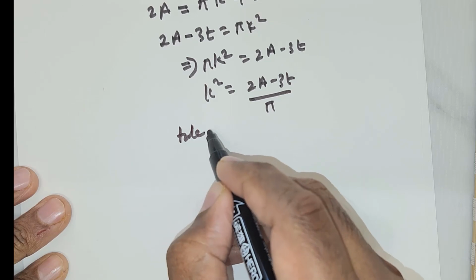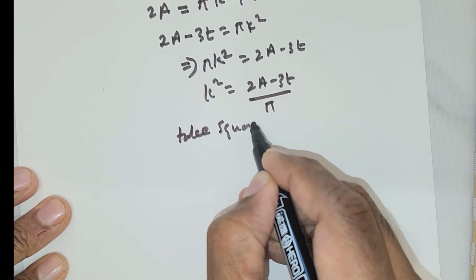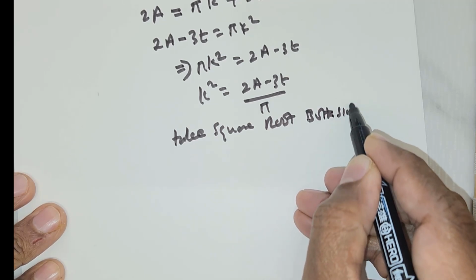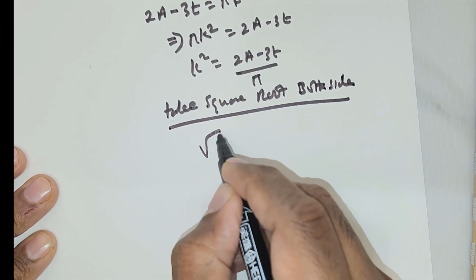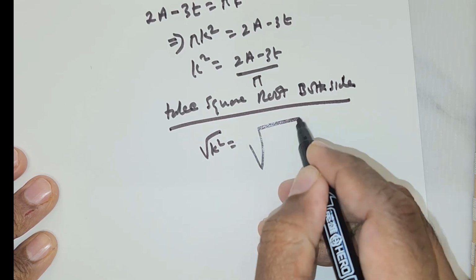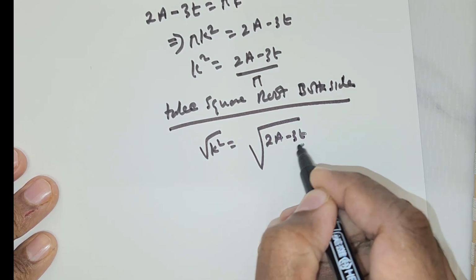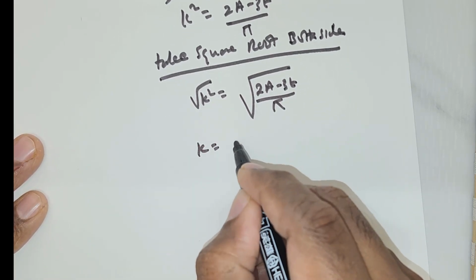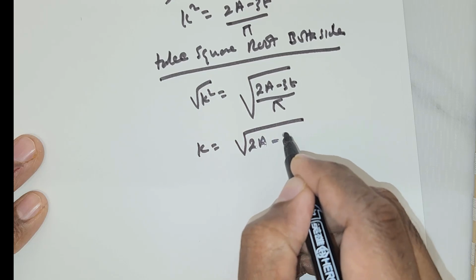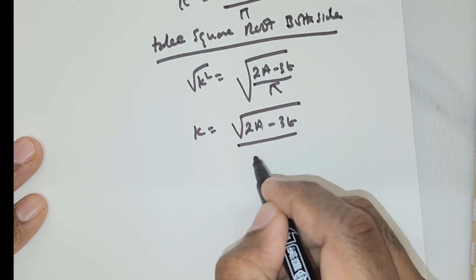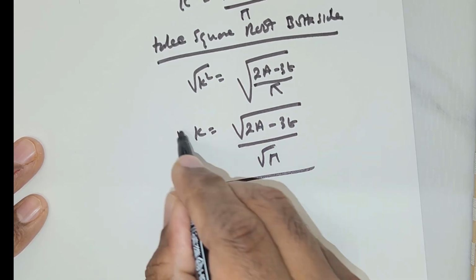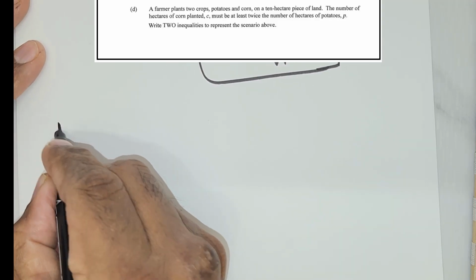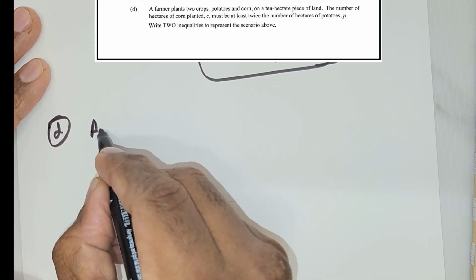Next you take the square root both sides. So when you take the square root both sides, what do you get? You get the root of k squared is equal to the root of (2a minus 3t) divided by pi. The root of k squared is k, so this is going to be the square root of (2a minus 3t) divided by the root of pi. So this is the solution to this question. So this is D.